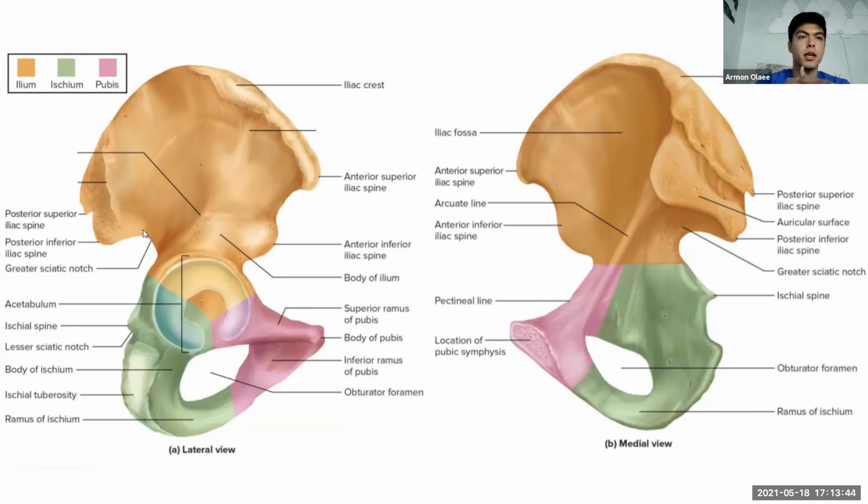And other features are like the greater sciatic notch. You can differentiate this between the lesser one just based on size, or you can also think greater is above. This one is above the lesser one, so it is the greater sciatic notch. And the location of the pubic symphysis. The pubic symphysis is just where the connection between the two pubis bones are, and it is connected by that small cartilage of connective tissue that just connects them together and holds them in place together.